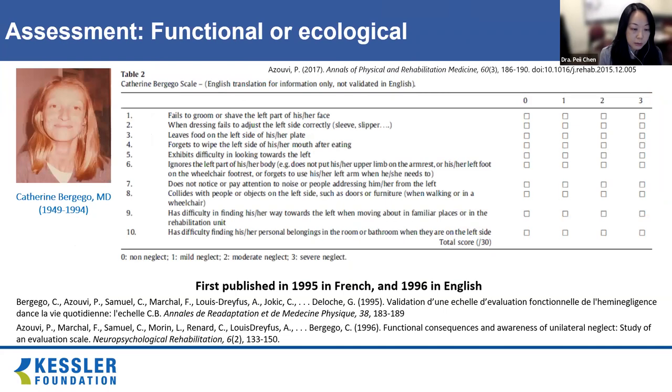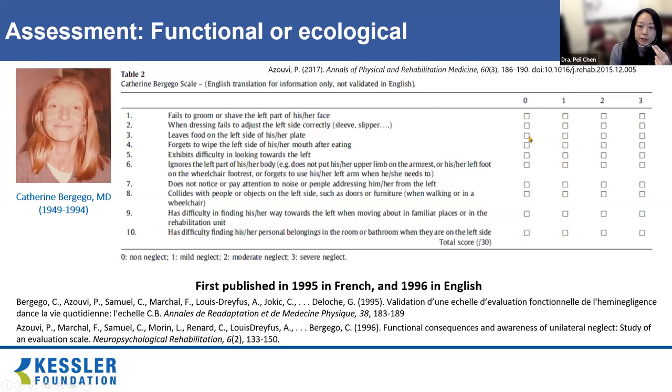And here is the most commonly used scale. It's called the Catherine Bergego Scale. It's named after Dr. Catherine Bergego. She passed away the year before the scale was published. That's why their team named the scale after her. The scale includes 10 questions. It's a questionnaire-style scale presented to clinicians. Clinicians work with their patients, then use the scale and ask themselves whether the patient can do all these things.